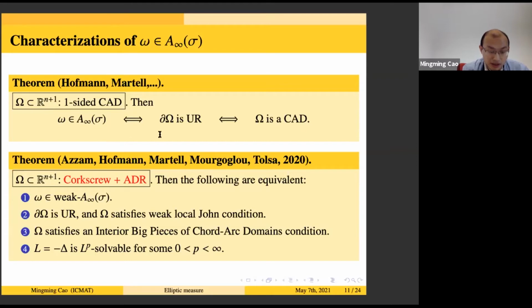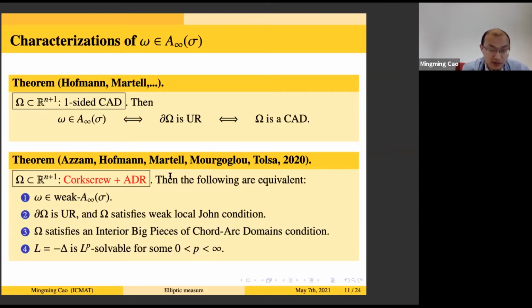A-infinity implies UR was proved by Hofmann, Martell, and Uriarte-Tuero in 2014. UR implies chord-arc domain was proved by Azzam, Hofmann, Martell, Nyström, and Toro in 2017. And chord-arc domain implies A-infinity is a very early result. It was shown by Semmes in 1989 and independently by David and Jerison in 1990. This result connects the absolute continuity of harmonic measure, the regularity of the boundary, and the geometry of the domain. Okay.